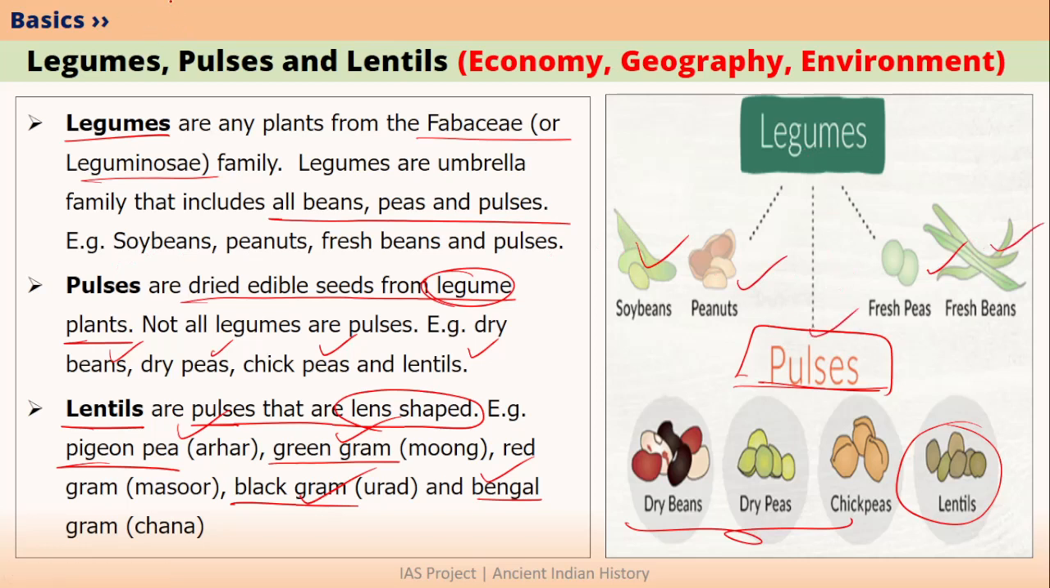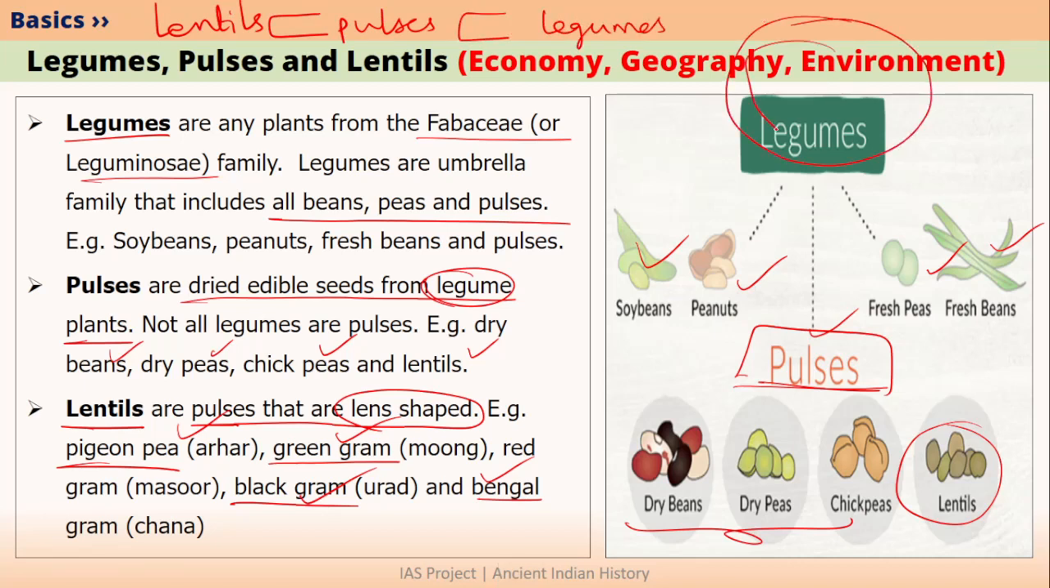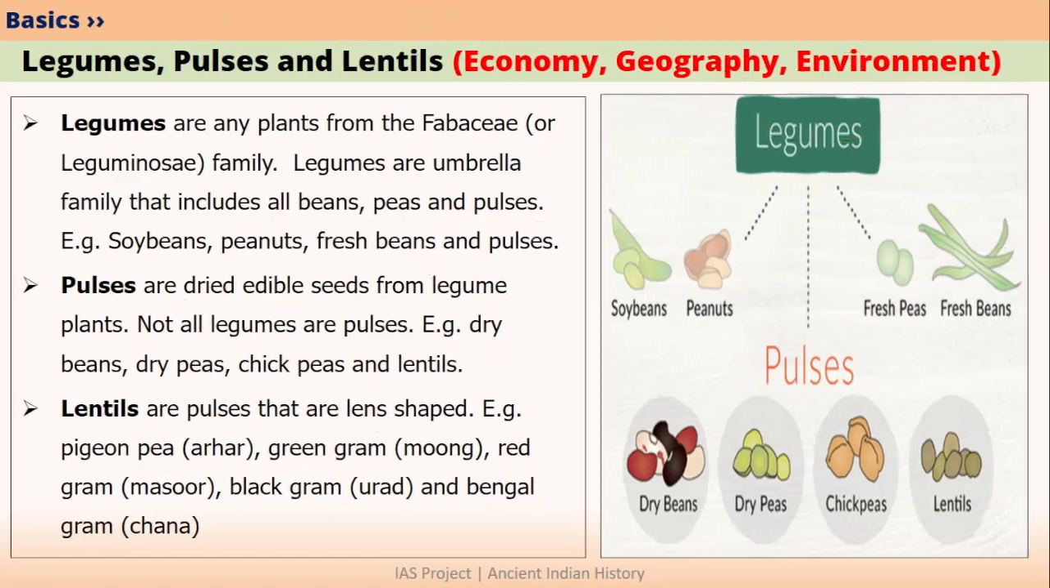So therefore, we can establish a hierarchy here. All lentils are nothing but a subset of pulses and all pulses are a subset of legumes. Or you can draw this using a Venn diagram also, something like this. The outer circle is nothing but legumes, the middle circle is nothing but pulses and the inner circle is nothing but lentils. So all lentils are pulses but some pulses are not lentils. Similarly, all pulses are legumes but some legumes are not pulses. I hope this is clear.